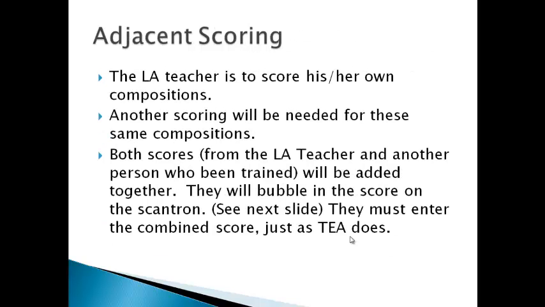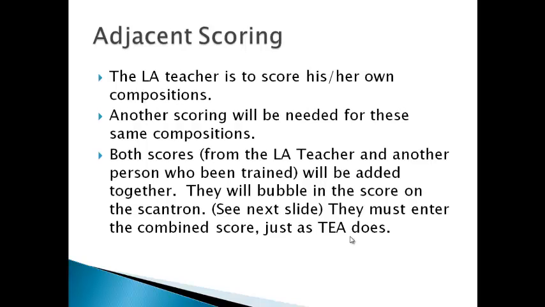And we're going to be scoring them in an adjacent scoring model, very, very similar to what the state does. Actually, it's the same model. The language arts teacher is to score his or her own compositions. Another scoring member of the team will be needed to score these same compositions. Their scores will be added. Let's say, for example, homeroom teacher A scores it as a 3, and another teacher on the team scores it as a 4. You will combine those 2 scores and it would be a 7 in the adjacent scoring model.